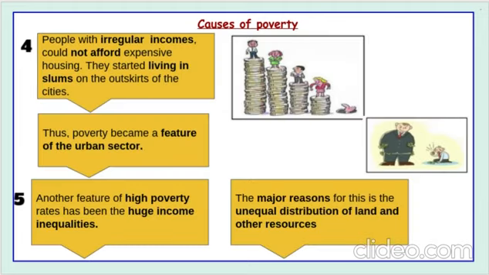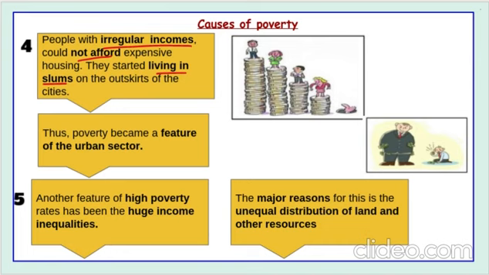Now, the next cause is people who had irregular incomes, who do some odd jobs. They had irregular income, so they could not afford expensive housing. They couldn't live in nice buildings or some tower. They have irregular income, so they cannot afford this much. So where did they start living? They started to live in the slums, in the outskirts of the city.